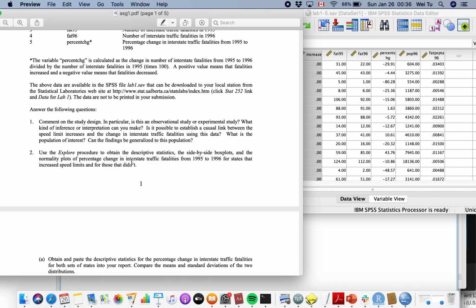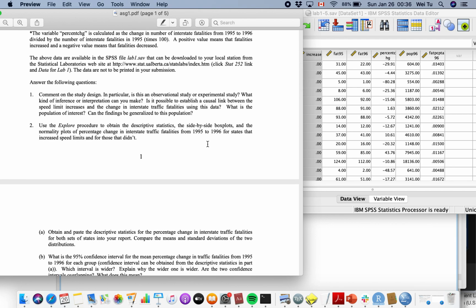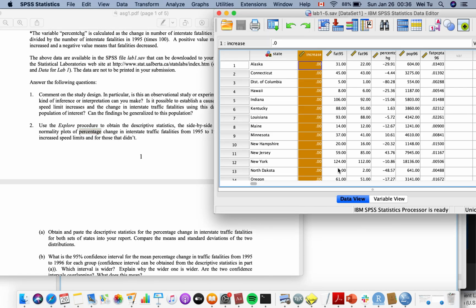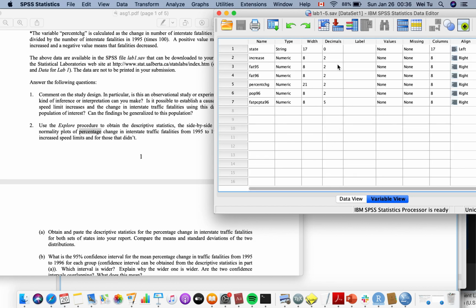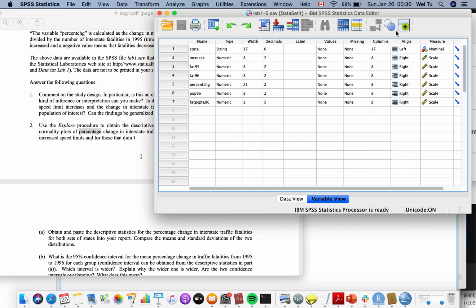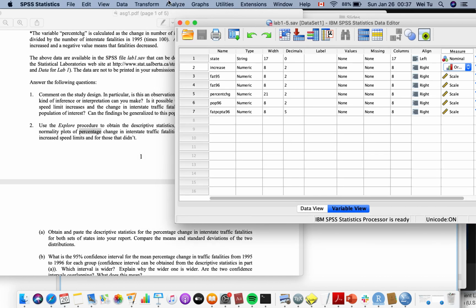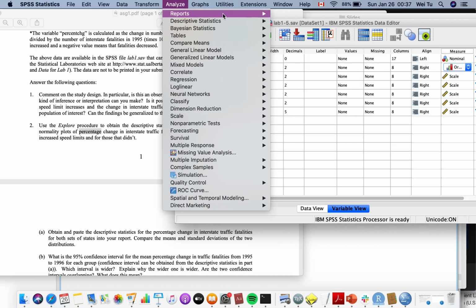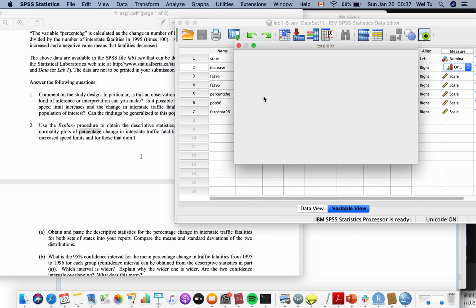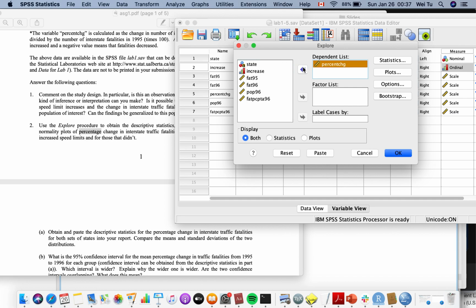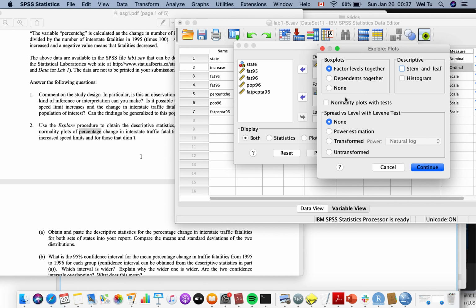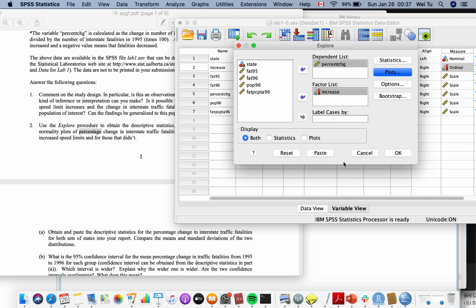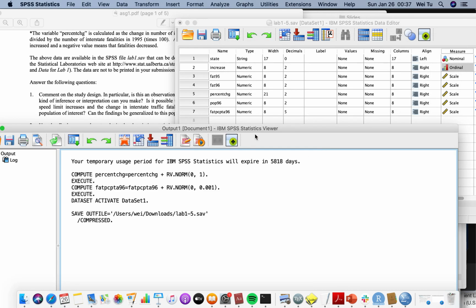Okay, for question 2, we're going to do three things: the descriptive stats, the box plot, and the percentage change. Before we do that, for the variable increase, because it's a categorical variable, let's change the measure from scale to ordinal, okay? And then let's do the explore thing. We go to Analyze, then Descriptive Statistics, then Explore, and we are investigating the percentage change factored by increase. For the plots, we don't need stem-and-leaf, but we do need the normality plot, okay, and then continue, and then OK.